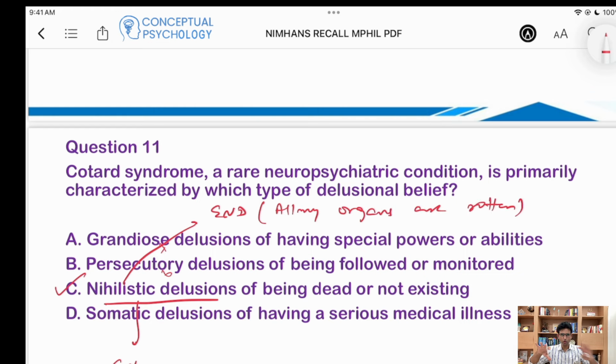So something to do with the end. Things are ending. Sab khatam ho raha hai. So this is nihilistic delusion, usually seen in patients with severe depression, and the name of the syndrome is Cotard syndrome. All right.